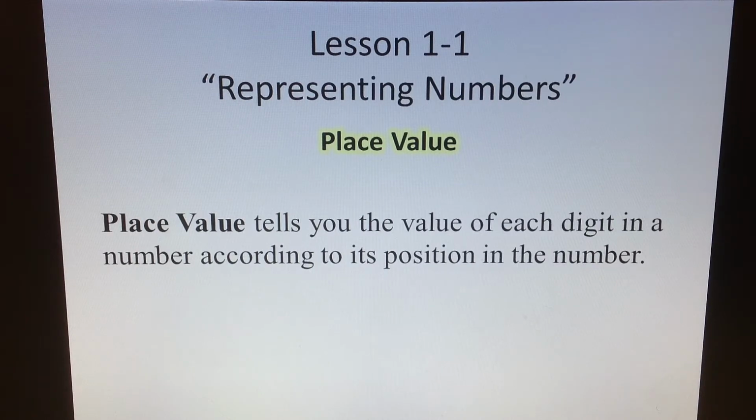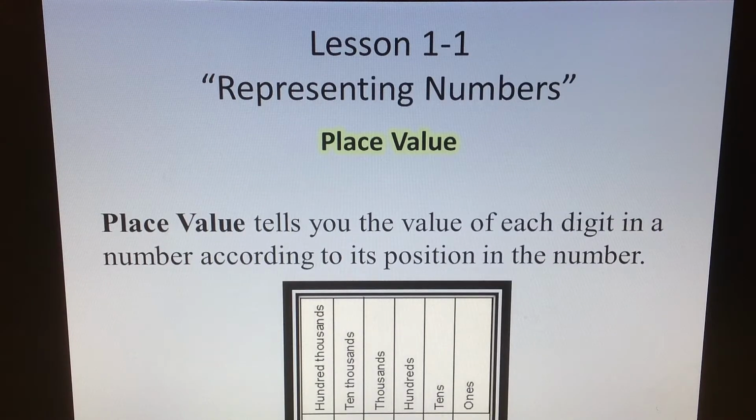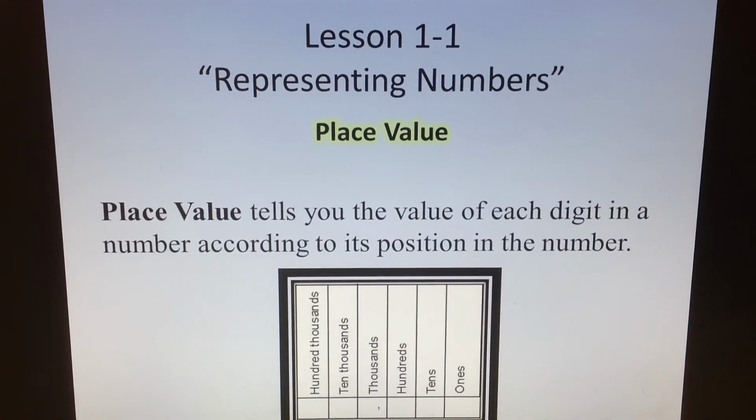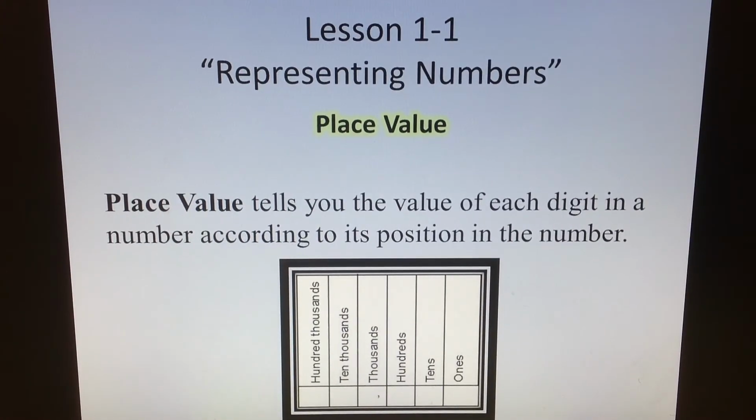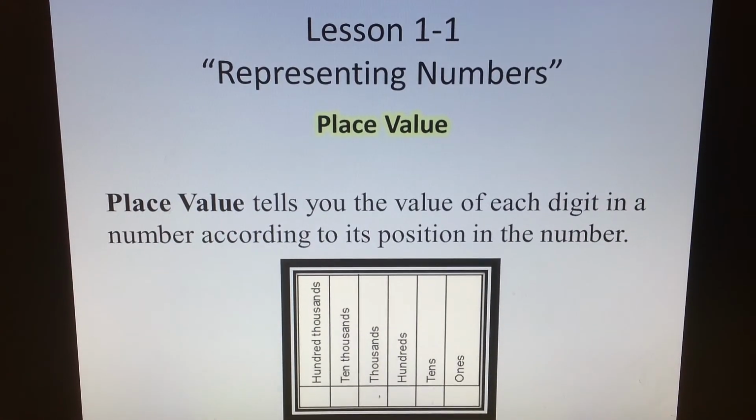Place value is another term to know. Place value tells you the value of each digit in a number according to its position in the number. You've probably seen something like this before. It's got a place value chart with space for hundred thousands, 10,000s, thousands, hundreds, tens, and ones.